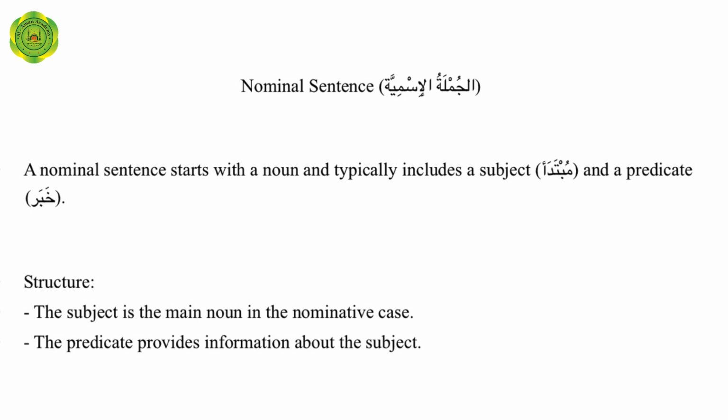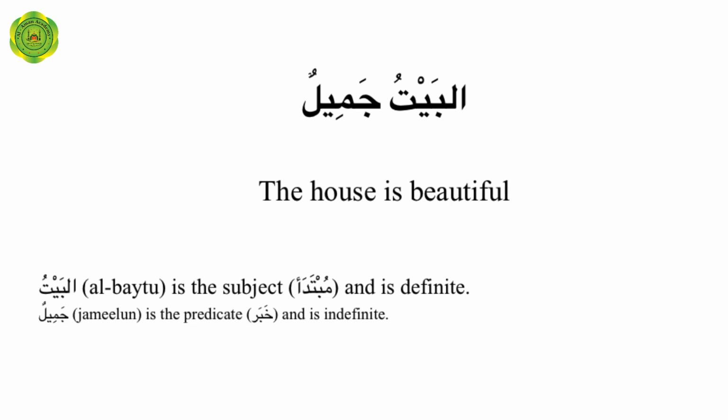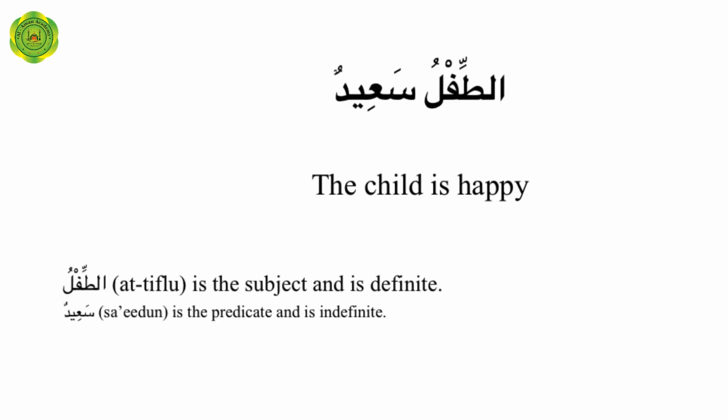The subject is always in the nominative case, marfu'. The predicate is also in the nominative case if it is a single word. Usually the subject is definite, ma'rifa, and the predicate is indefinite, nakira. Let's see some examples. Al-baytu jamilun, the house is beautiful. Here al-baytu is mubtada, subject, and jamilun is khabar, predicate. At-tiflu sa'idun. Here at-tiflu is mubtada, subject, and sa'idun is khabar, predicate.